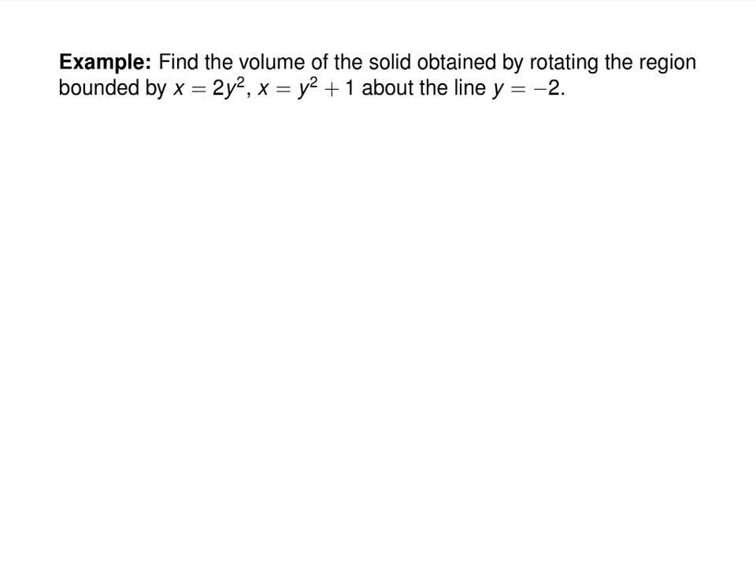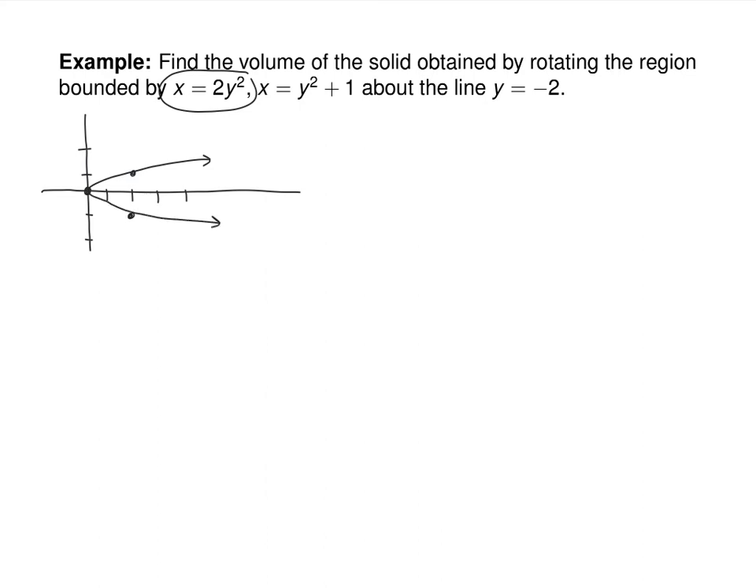Okay, so now let's rotate about a horizontal line. So x equals 2y squared and x equals y squared plus 1. So we'll have two sideways parabolas. All right, this first one will go through the origin. When you input y equals 1, you get x equals 2. Same thing for y equals -1. So that one is going to be kind of a narrower sideways parabola.